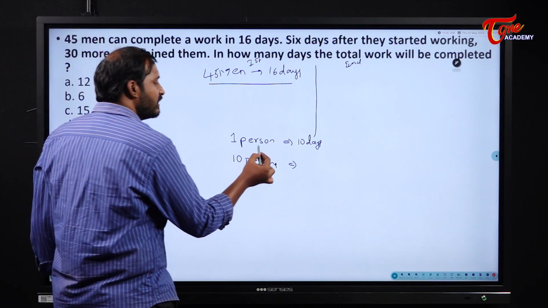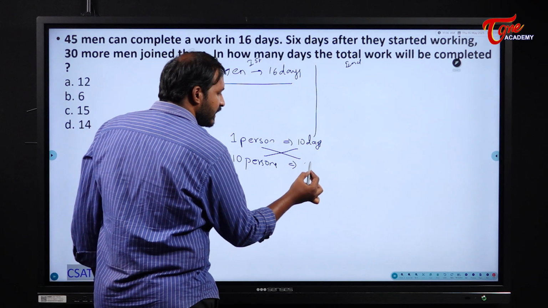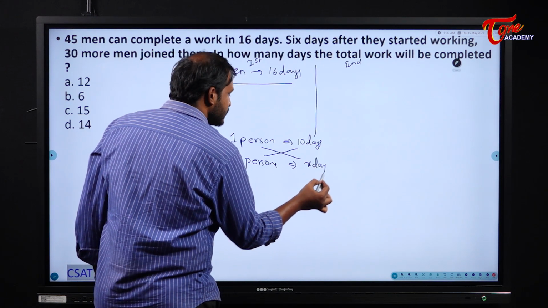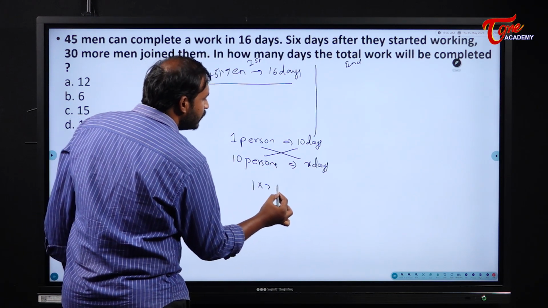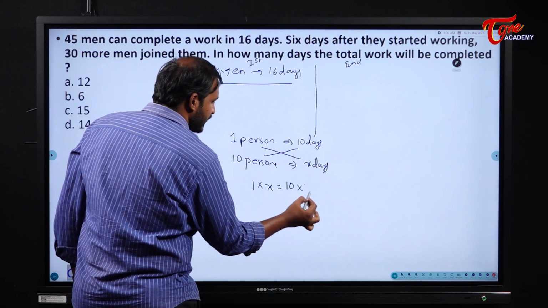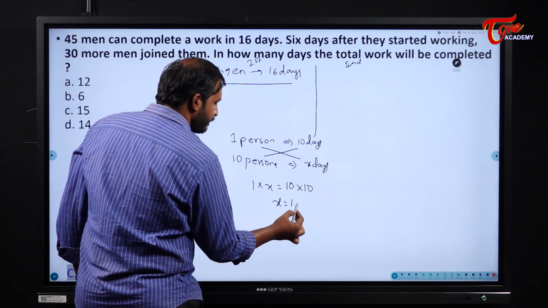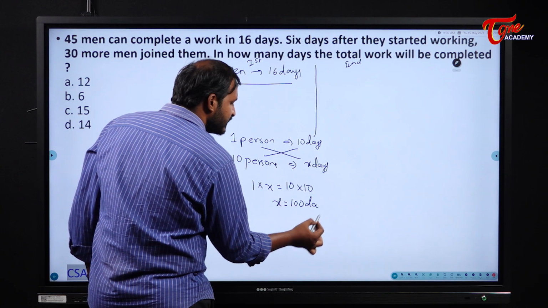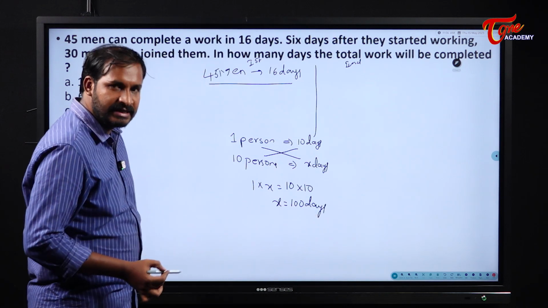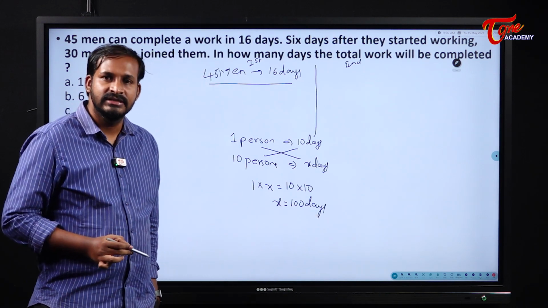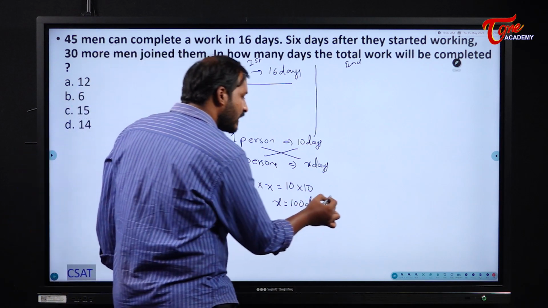So, sir, generally we will do the cross multiplication. Let us assume this as x days. So, 1 into x is equal to 10 into 10 and x is equal to 100 days. So, that means 10 persons can finish the work in how many days? 100 days. Is this correct, students? No, this is completely wrong.